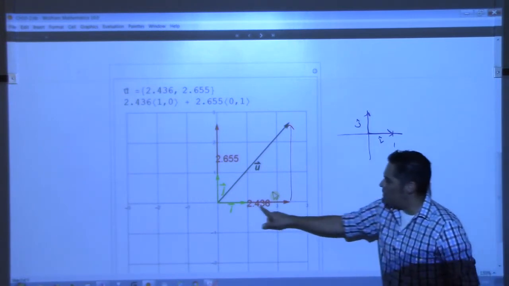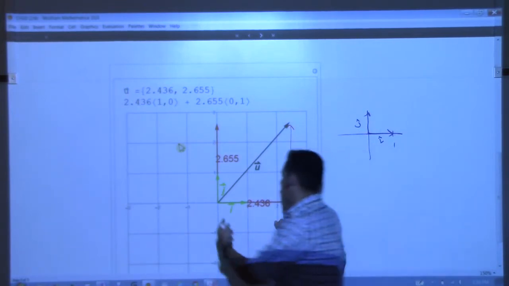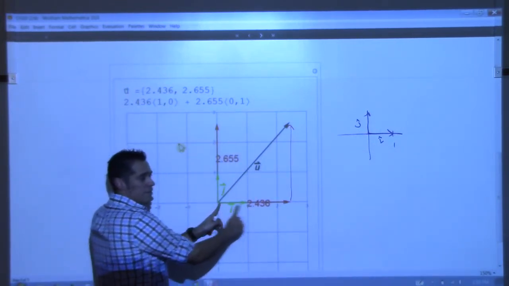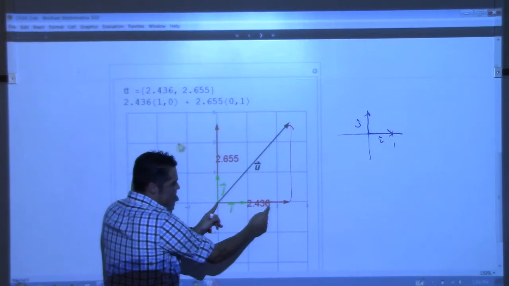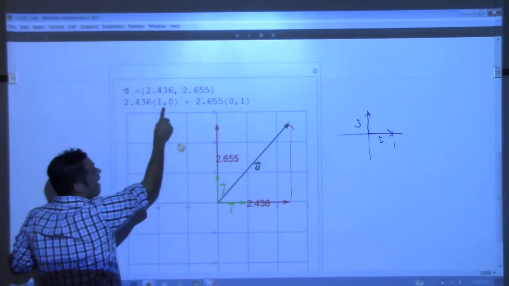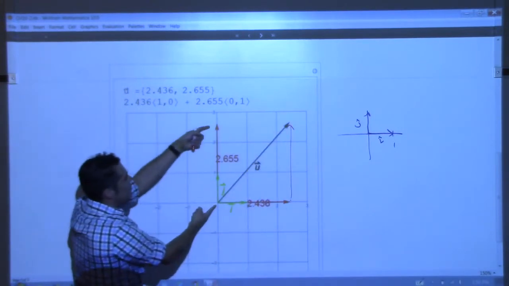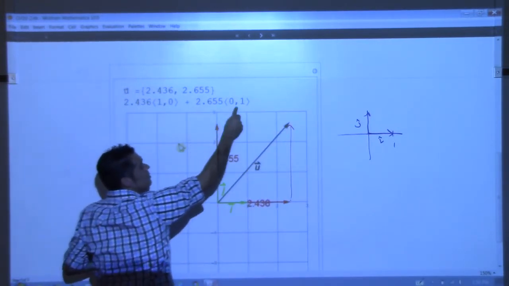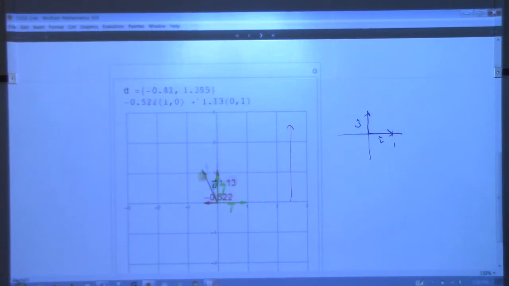Now, the red one down here is pointed in the same direction as i hat, isn't it? So this red one is a scalar multiple of i. I'd have to multiply it by 2.436 or something like that to get it to here. But it's just some scalar multiple times i, plus this vector here, which is some scalar multiple times j. Make sense? That will work for any vector you want. Doesn't matter where you put them, you're going to be able to scale i and j and then add them together to get any vector in there.